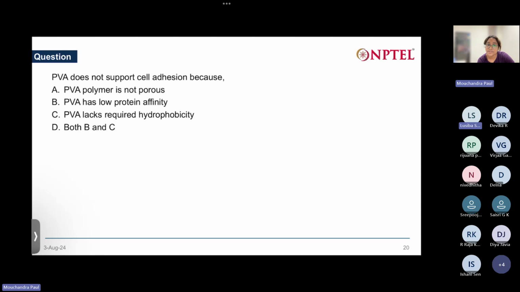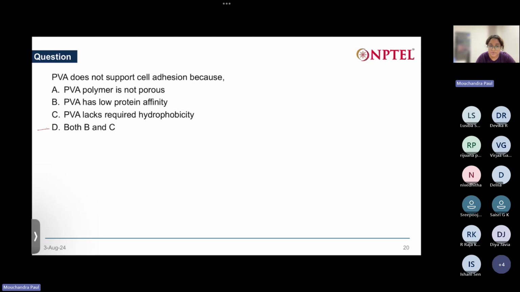So you guys know for cell adhesion, we need the presence of some cell adhesion sites, right? And those cell adhesion sites are generally found in our body's proteins like collagen, fibronectin, laminin, etc. So when those proteins are there, only then will cells adhere well. So that's the hint I'll give for now. Now you try to answer. Both B and C. Okay.